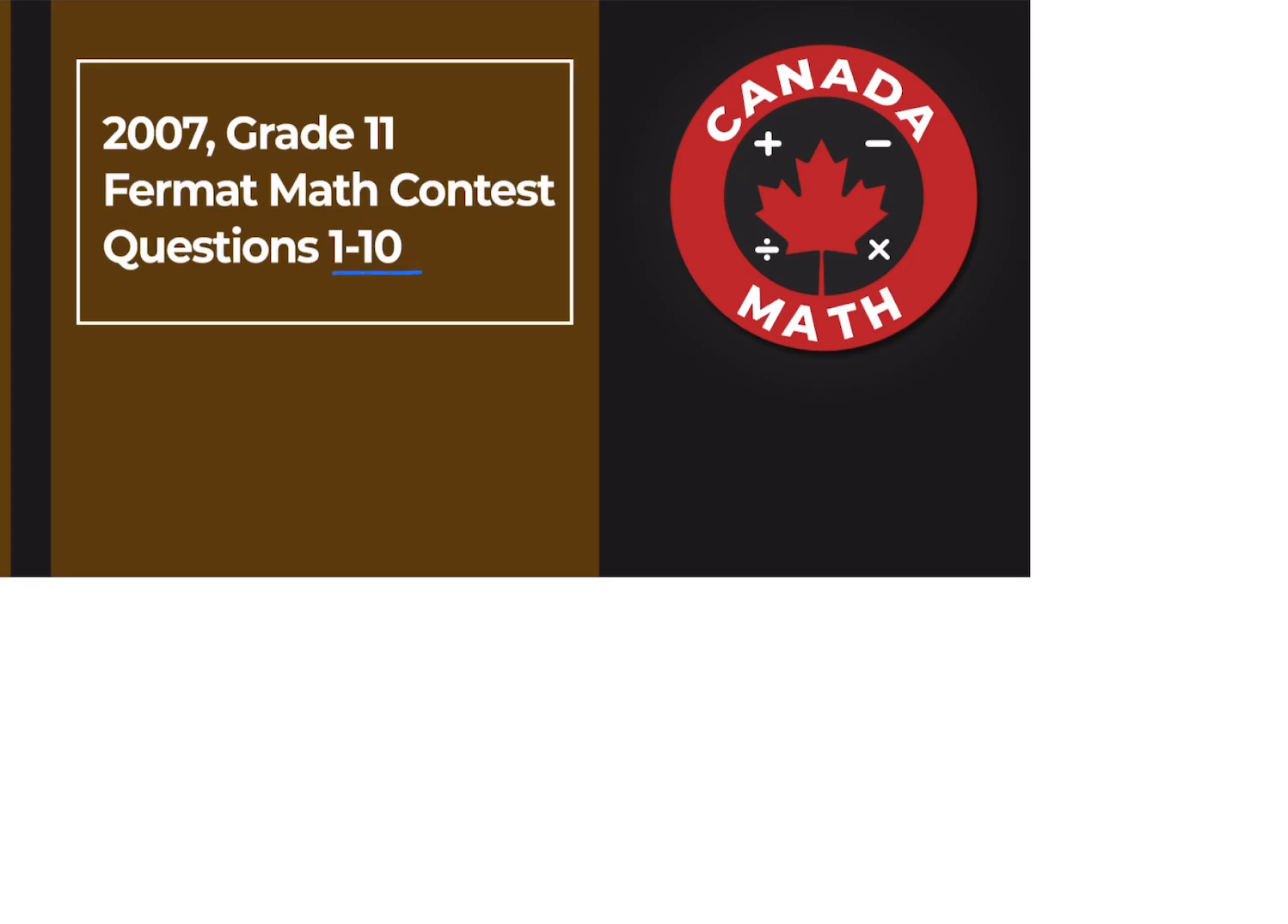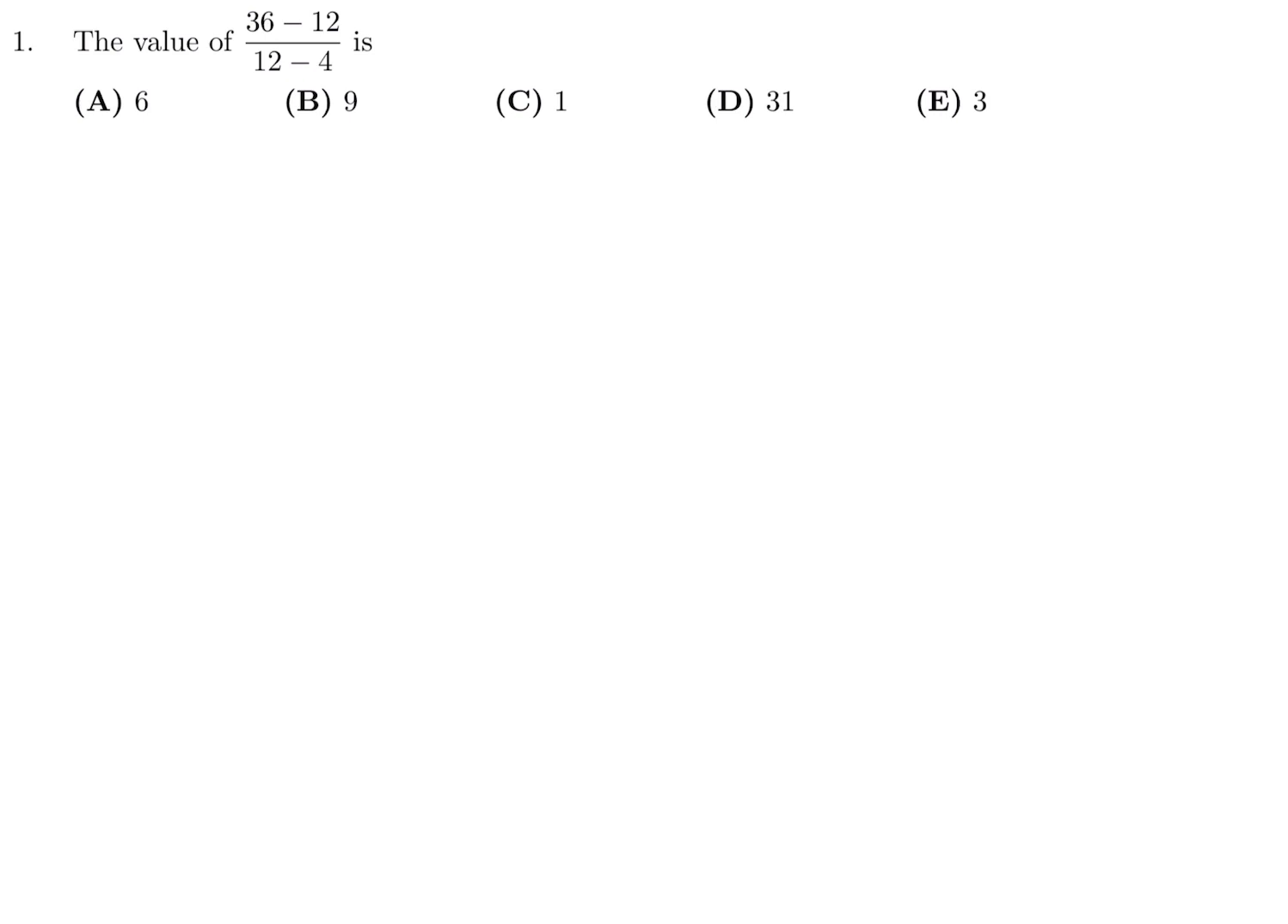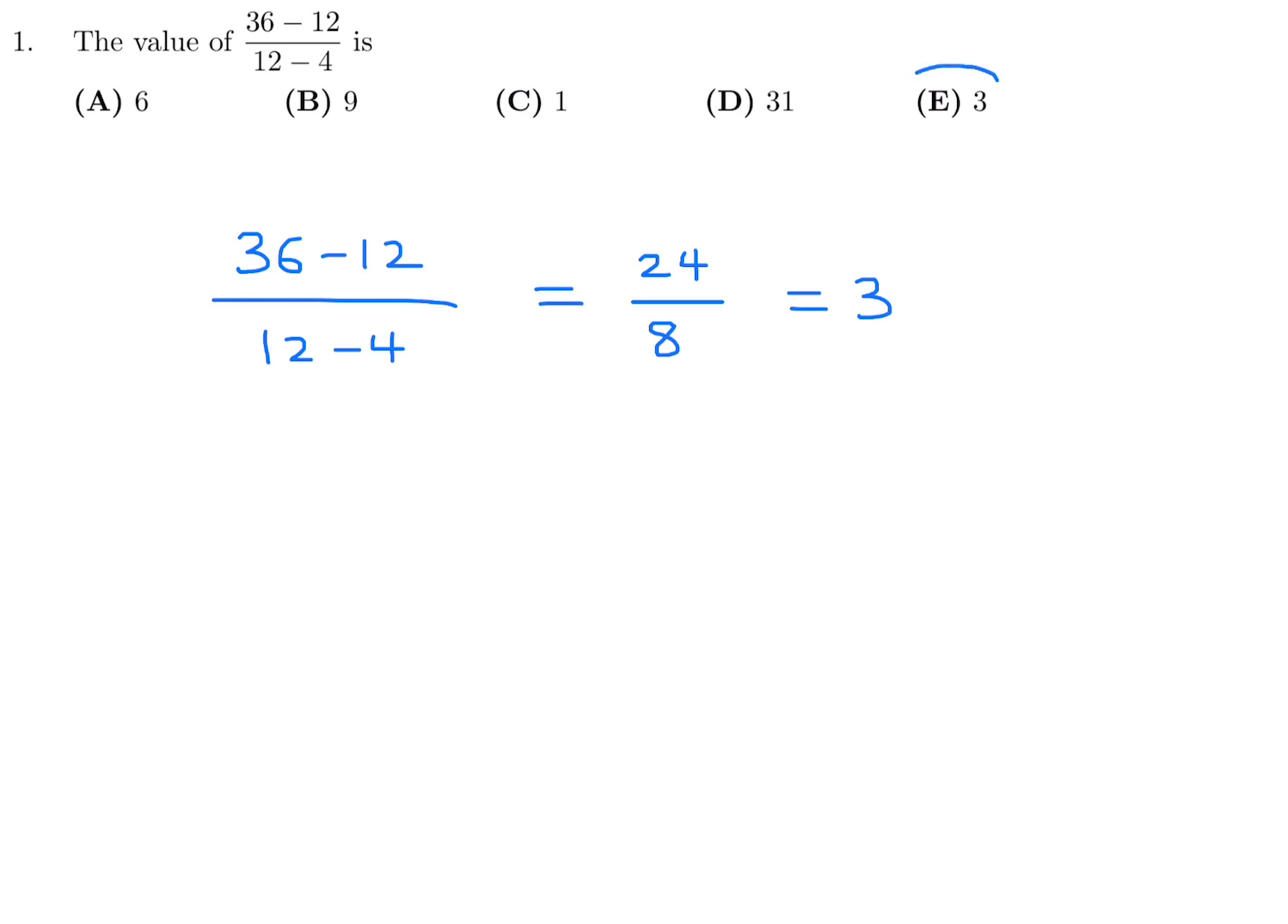Questions 1 through 10 on the 2007 grade 11 Fermat Math contest. The value of (36 minus 12) over (12 minus 4) is (36 minus 12) over (12 minus 4). 36 minus 12 is 24. 12 minus 4 is 8. And therefore, 24 divided by 8 is 3. So number 1, the answer is E.